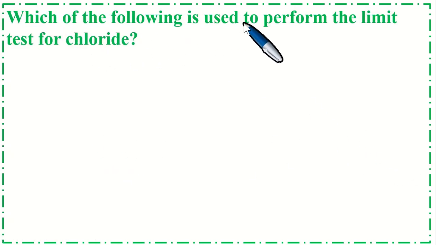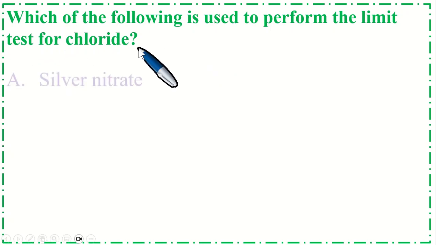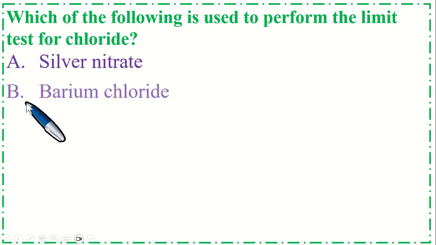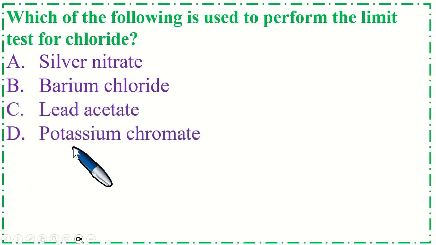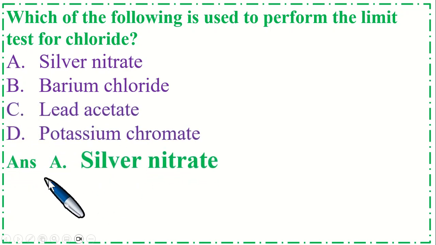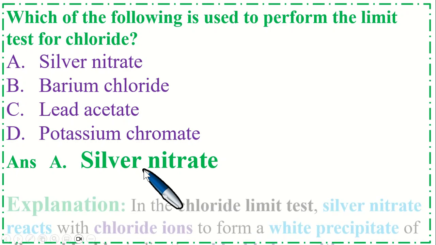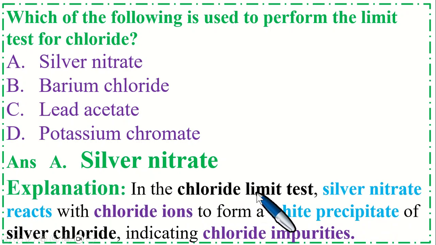Which of the following is used to perform the limit test for chloride? Option A, silver nitrate, B, barium chloride, C, lead acetate, and option D, potassium chromate. So the correct option is A, silver nitrate. In the chloride limit test, silver nitrate reacts with chloride ions to form a white precipitate of silver chloride, indicating chloride impurities.